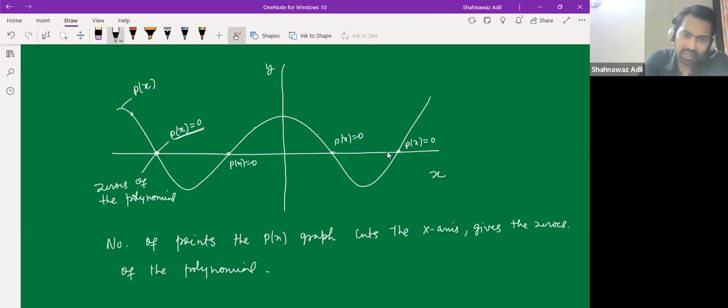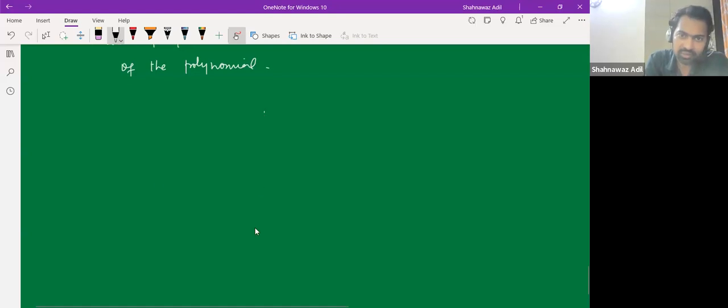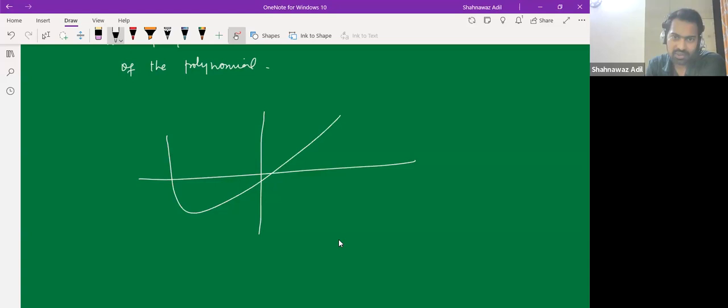And if I make a graph like this, let's say I have this graph, what would be the number of zeros? 2, right? These are the points where this polynomial is cutting the x-axis. So 2. Okay, we'll stop here.